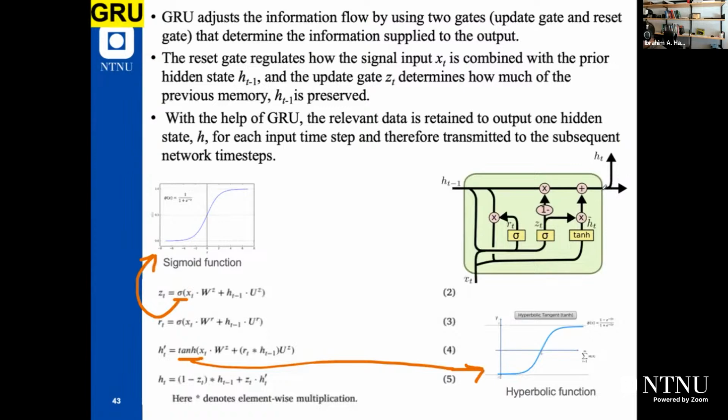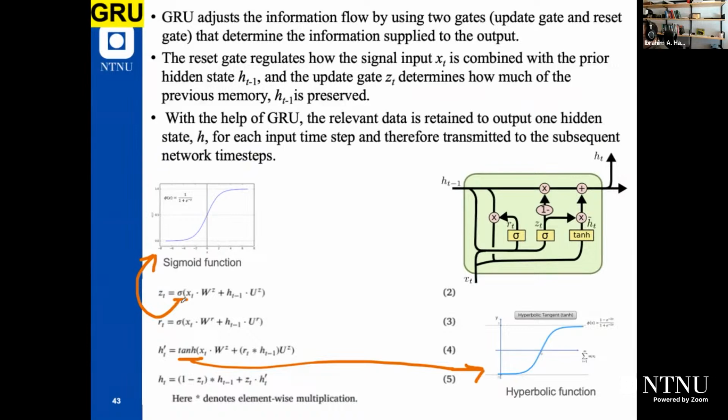It tries to control how much information should be transferred, adjusting the information flow by using two gates: the update gate and the reset gate. The reset gate regulates how the signal input xt is combined with the hidden state ht-1. This is the reset gate, R of t. And the update gate, Z of t, determines how much of the previous memory ht-1 is preserved, right? After that, we will calculate ht as normal using hyperbolic tangent.